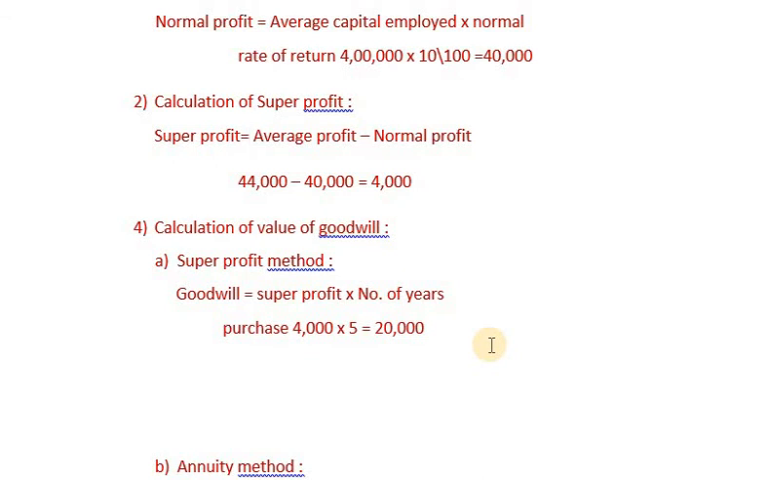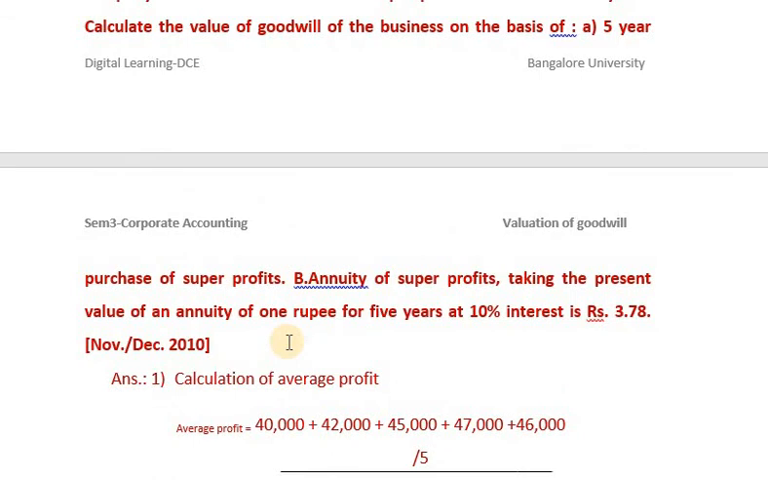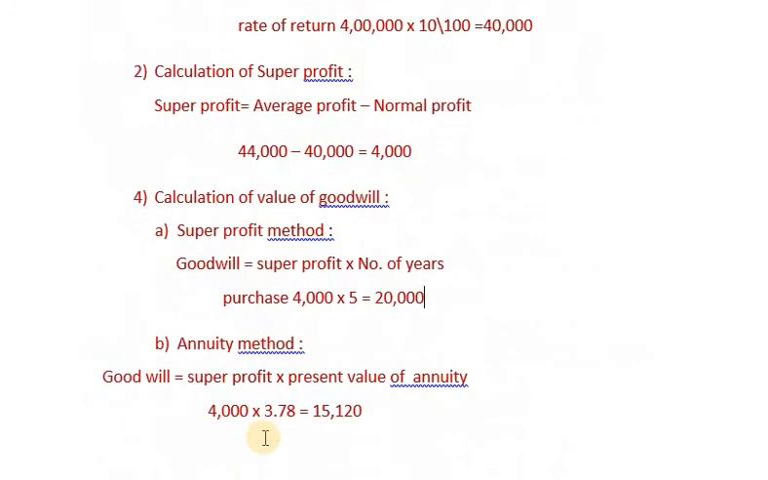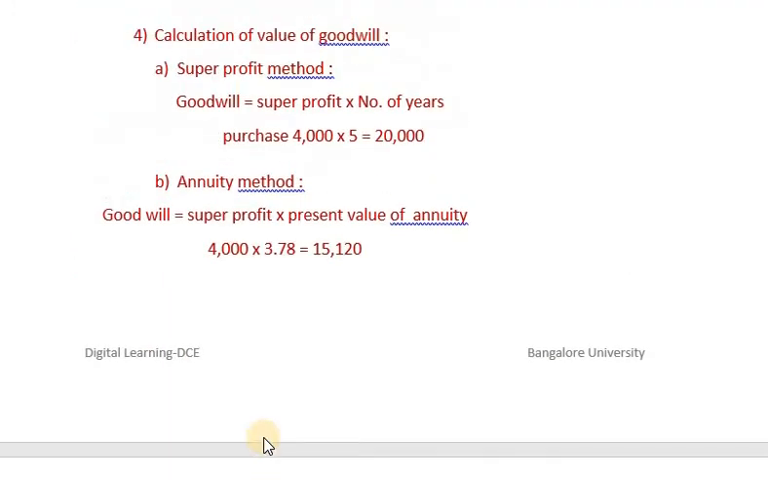Goodwill under the super profit method. Goodwill is equal to super profit into number of years of purchase. Accordingly, what is our super profit? 4,000. Number of years of purchase is given in the problem, that is 5 years. 5-year purchase of super profit. 4,000 into 5 is equal to 20,000.